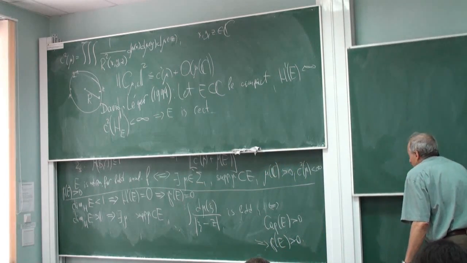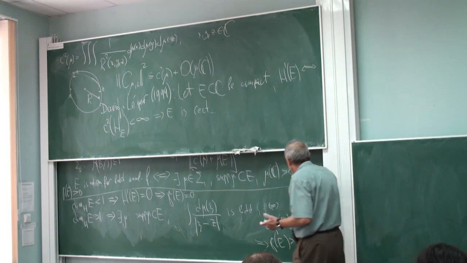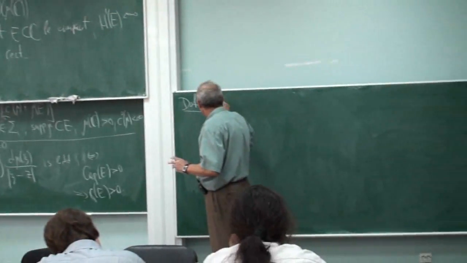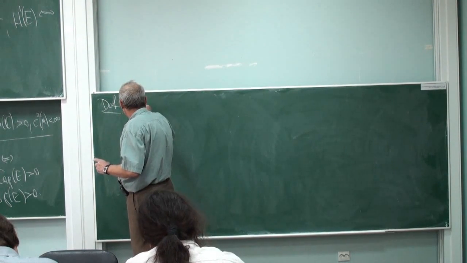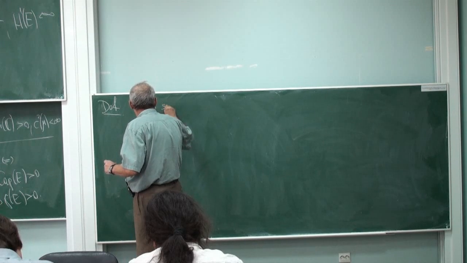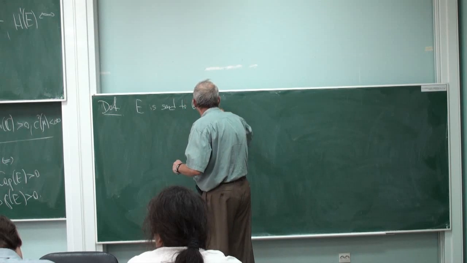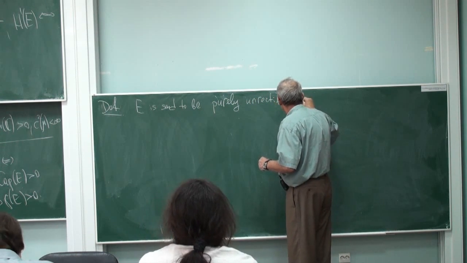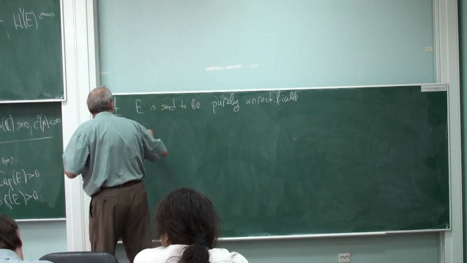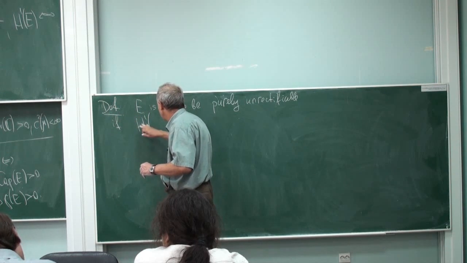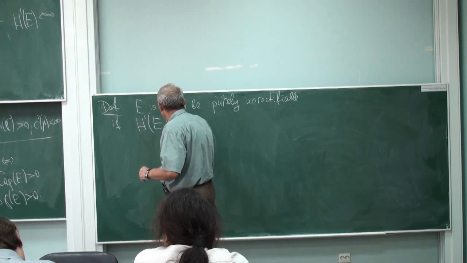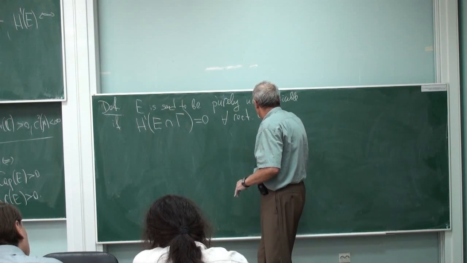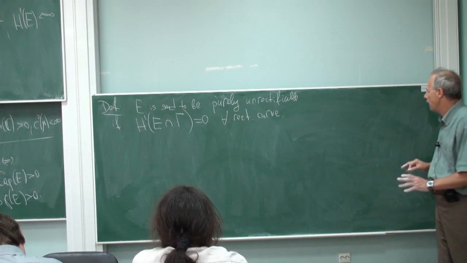Now, to consider a more delicate characteristic, we have two definitions. Well, a compact set E is said to be purely unrectifiable if the one-dimensional Hausdorff measure of the intersection of E and any rectifiable curve is 0. So for any rectifiable curve. This is one definition. This is purely unrectifiable sets.